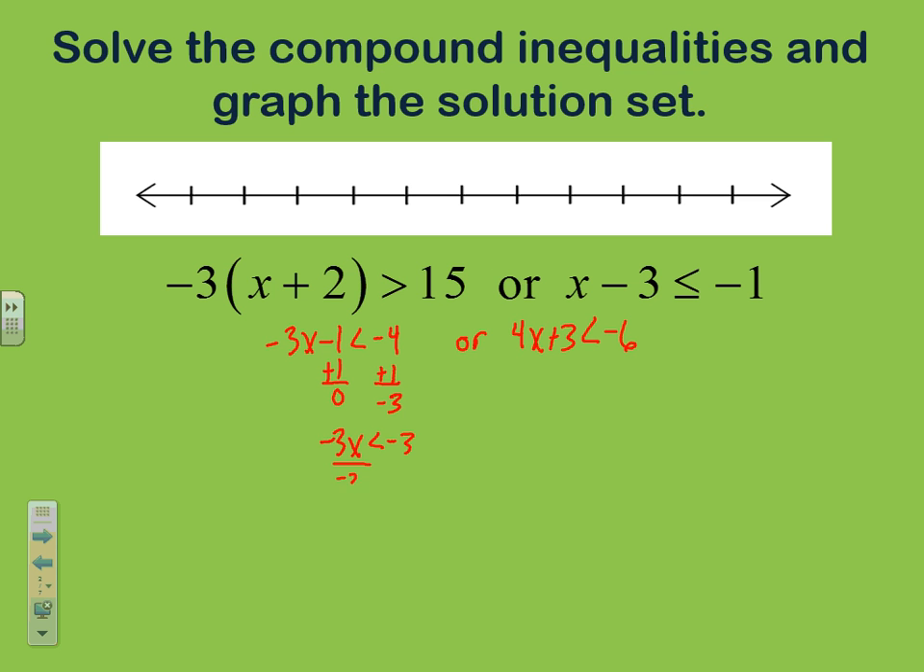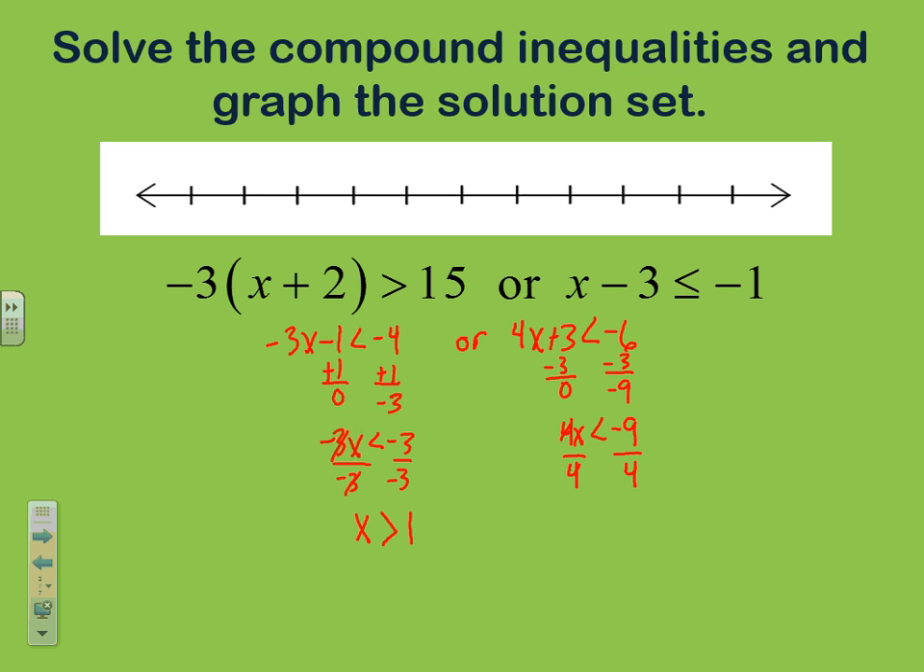Divide by the coefficient, negative 3. When I divide with a negative number, the symbol must change directions. So for the inequality on the left, we wind up with x to be greater than positive 1. So now let's take a look at the inequality on the right. Again, remove the constant term and divide by the coefficient to isolate your variable.